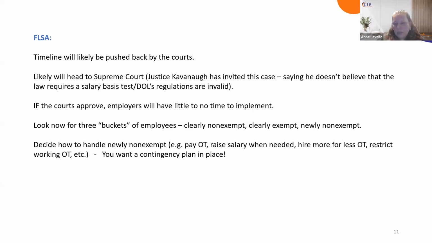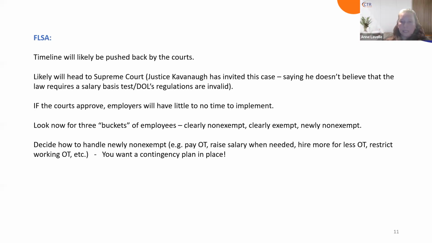So look at your employees now. Look at the three buckets you have. Clearly non-exempt. They're non-exempt right now. They're under $684, or they don't meet the duties test. Nothing will change. You can't raise their salary to somehow miraculously make them exempt if they're not meeting the duties test. And if they're under $684 a week, they're non-exempt right now to begin with.